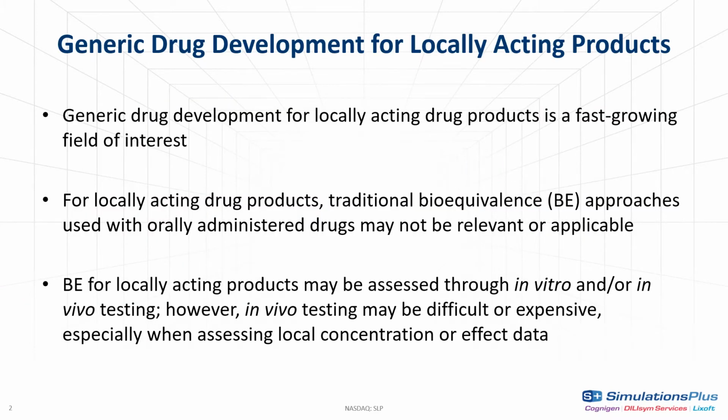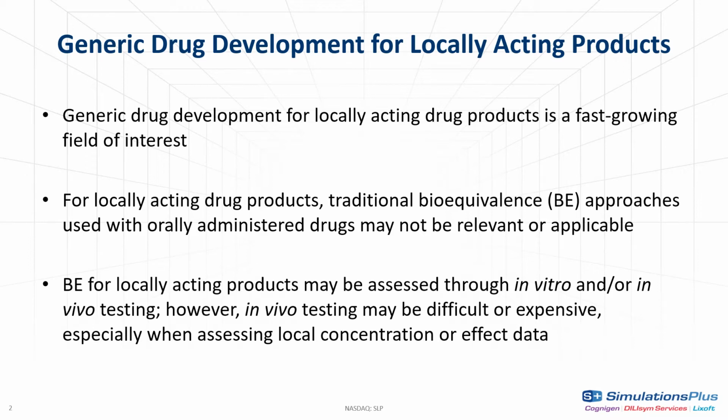Generic drug delivery for locally acting drug products is, of course, a very fast-growing field of interest, in particular, with a lot of interest from the FDA and other regulatory agencies. But when we're looking at these locally acting products, the traditional bioequivalence approaches may not be relevant or applicable. Little or none of the drug may be reaching the systemic circulation, so there may not be any plasma concentration to look at. Or even if it does, it may not really reflect the concentration profiles in the local tissues that we're most interested in.